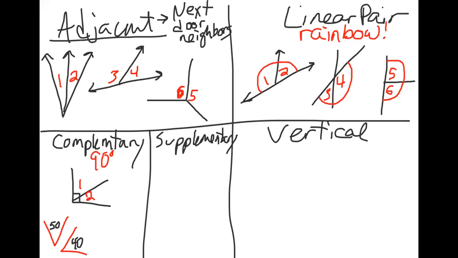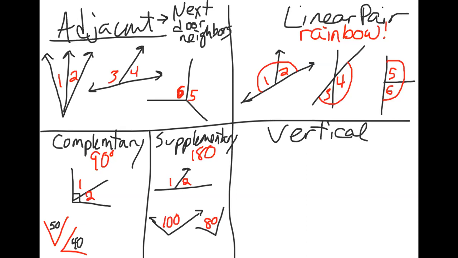Okay? Supplementary, same thing, but now I have to add to be 180. So yes, they could look like this. Those add to be 180, right? They make that full line together. So they could look like that, but they don't have to touch though. They could be separate. So you could have an angle here and another angle over here. And as long as you knew, let's say this one's 100 and this one's 80, together they still add up to be 180. So that still counts.